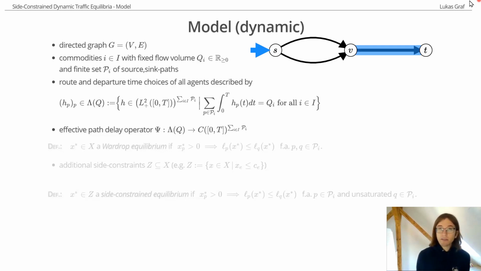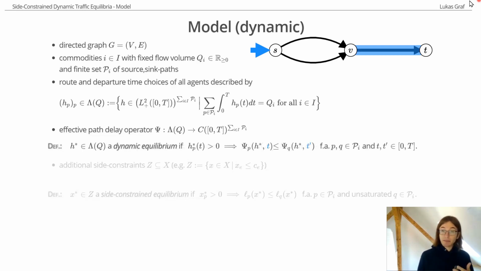And with these components, we can again define in a natural way what it means to be an equilibrium, now a dynamic equilibrium. And it's basically the same thing as in a static case. A dynamic equilibrium is just some path inflow vector, such that at every time where there's positive inflow into some path, this path must be a cheapest one among all the alternative paths available to this commodity, but also compared to all the alternative possible starting times, the particle starting at that time. And so this gives you the definition of dynamic equilibrium, which again has also been well studied in the literature.